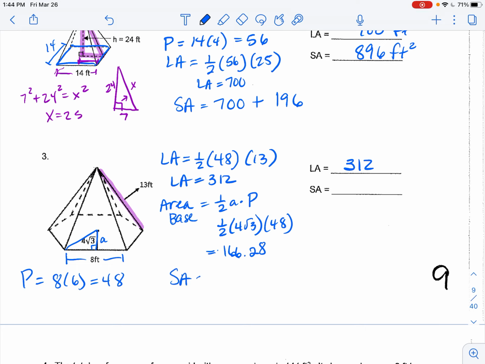All right, so then my total surface area is the lateral plus the area of the base. And when I add these together, that is 478.28, and these are in feet squared.